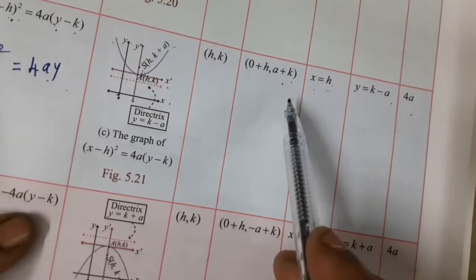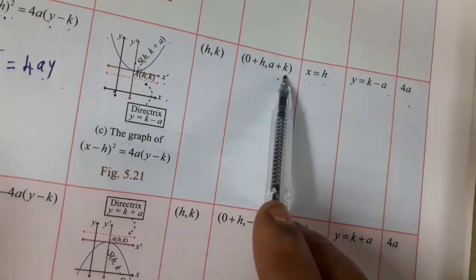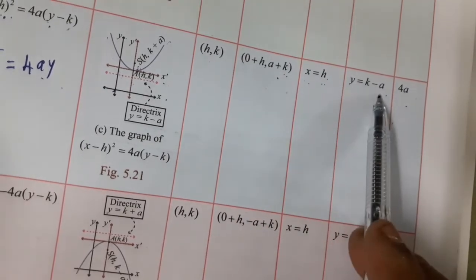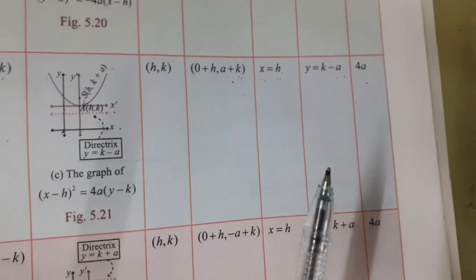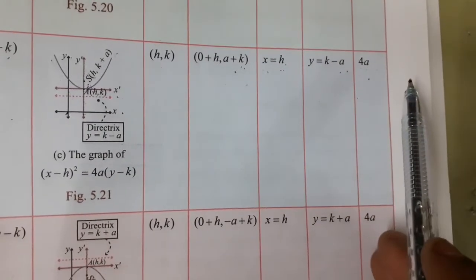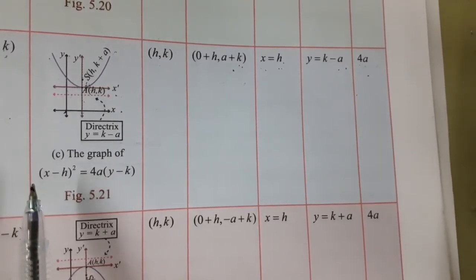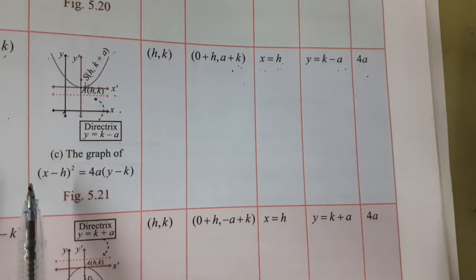What is our directrix? It is the opposite sign: y equals k minus a. What is the length of the latus rectum? The same, 4a. The length of the latus rectum never changes, whether the parabola opens rightward, leftward, upward or downward, because the distance is the same.